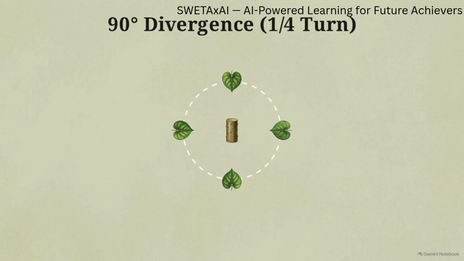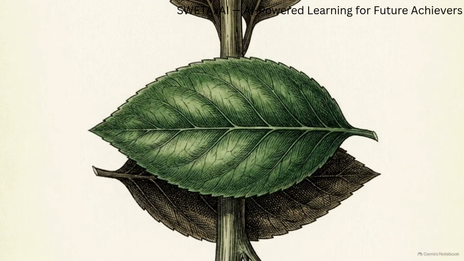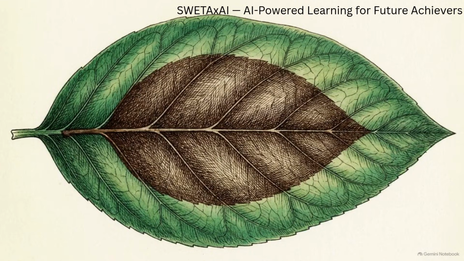This also fails. By the fifth leaf, the rotation cycles back to 0, perfectly shadowing the first leaf in the stack. Any rational number, any simple fraction of a circle, will eventually repeat its pattern. The leaves will align, the shadows will overlap, and energy will be wasted.